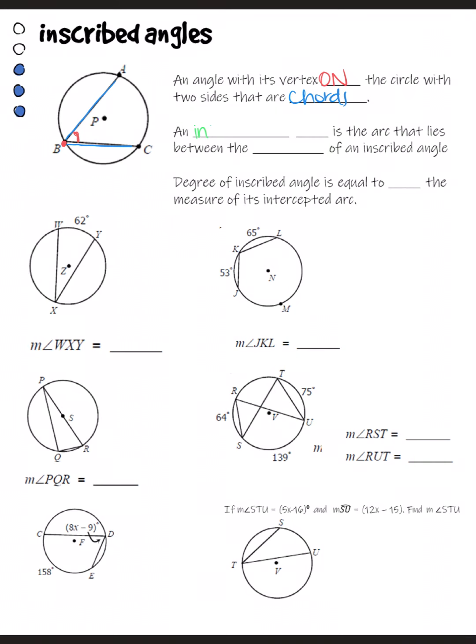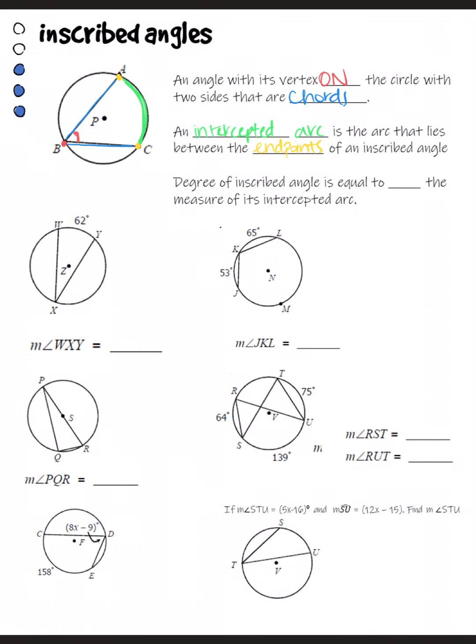An intercepted arc, I should change these colors, is the arc that lies between the endpoints of an inscribed angle. So here's the endpoints of that angle, and here's the part of the circle or the arc that is intercepted between those two endpoints.